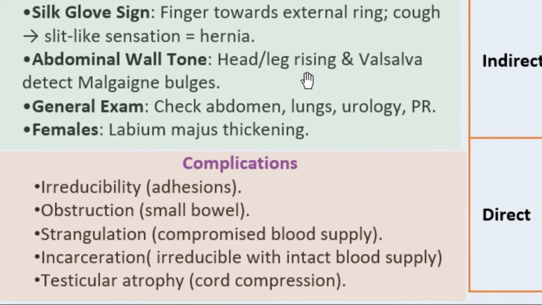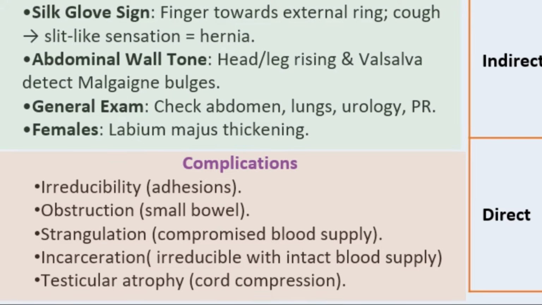Then we have the complications of hernias, and this can be irreducibility, whereby the hernia is stuck outside and it cannot be pushed back, or what we call reduced. Then you have obstruction, where the contents of the bowel, most likely the small bowel, are stuck within the sac of the hernia. They cannot move away, leading to obstruction or signs of obstruction.